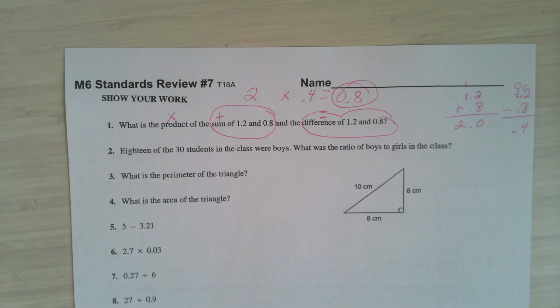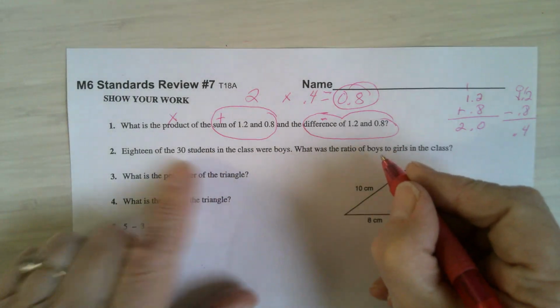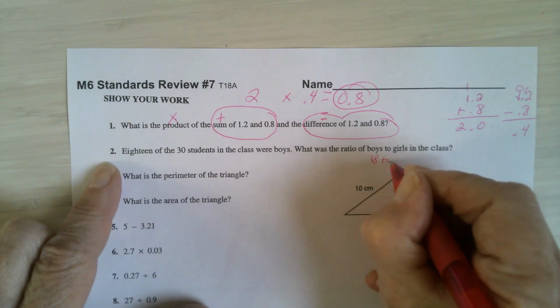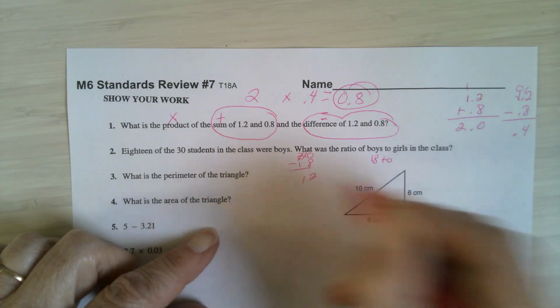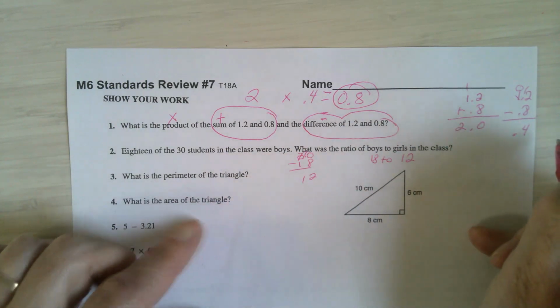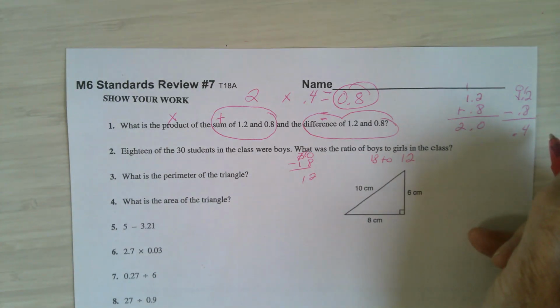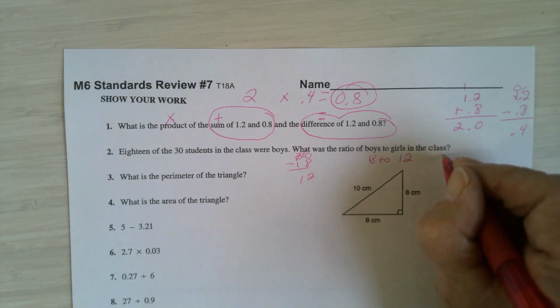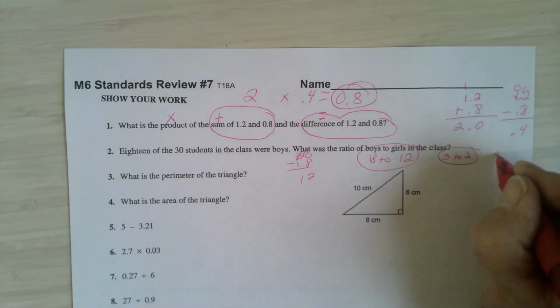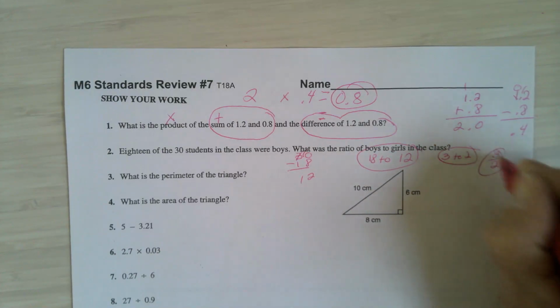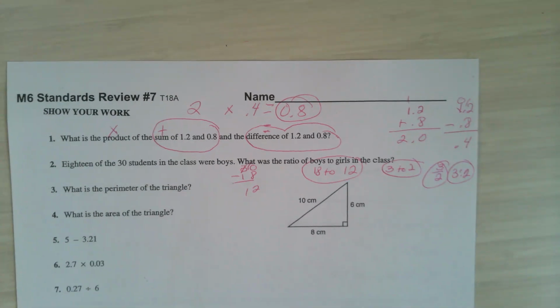Number 2, 18 of the 30 students in the class were boys. What is the ratio of boys to girls? Boys, 18. Girls, well, 30 minus 18 will give you 12. It's going to be 18 to 12. Now, you could simplify that, and you would have 3 to 2. Both of those would be correct, and you could write it as a fraction or with the colon. Okay, any questions on the ways to write a ratio?